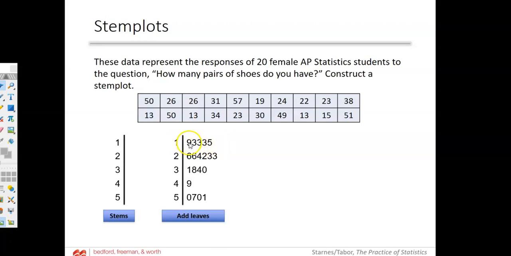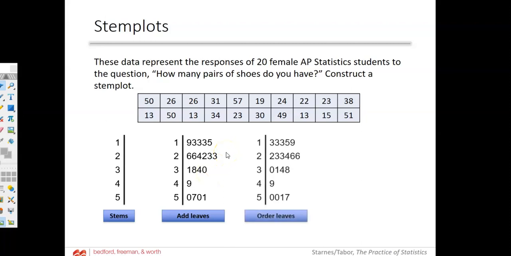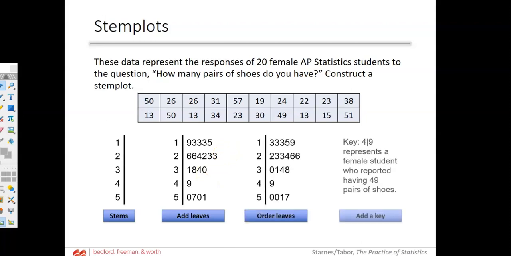So 3 means 13. 13 means 13. 13 means 13. 15 means 15. 26 means the number 26. 26 means 26, 24, 22, 23, 24. 3-1 means 31, 3-8 is 38, 3-4 is 34, and so forth. So you can see that this is representing just a list of data. You would put it in the right order here, and then put a key. Like 4 bar 9 means the number 49. So if you see 4 bar 9, it means there are 49 pairs of shoes.